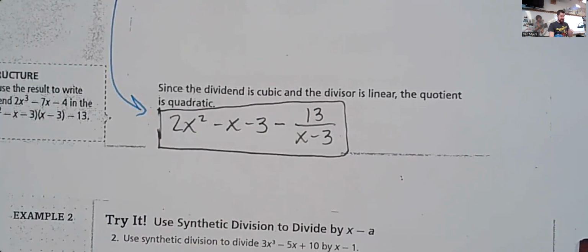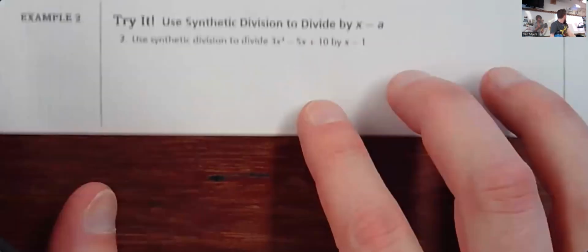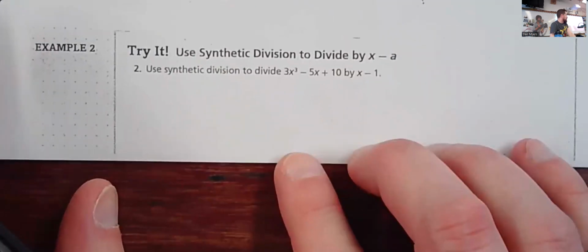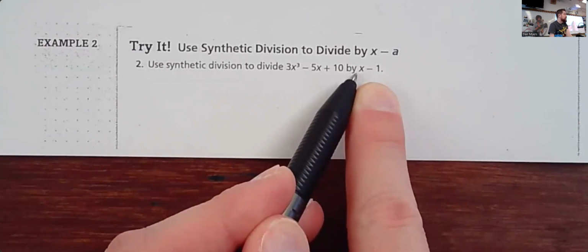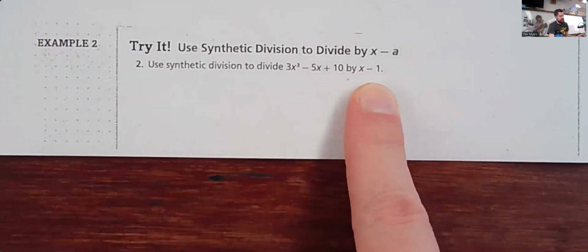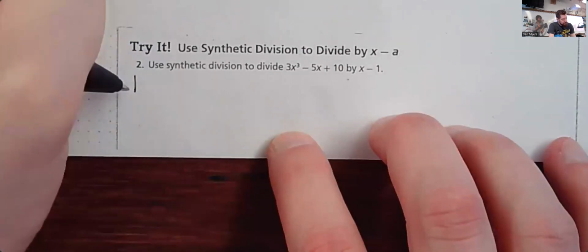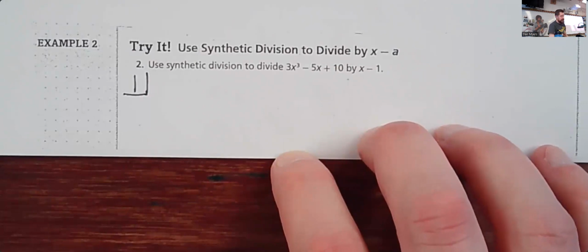Let's try the next one here. We'll do this one together. So what is the value of a in this problem? What makes this equal 0? 1. Yeah. What minus 1 equals 0? 1. 1 minus 1 equals 0. So we're going to have a 1, and we'll do our little box. And then we're going to write all of our coefficients.